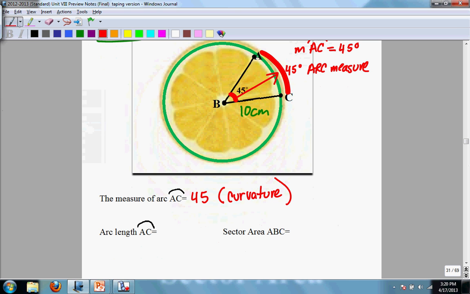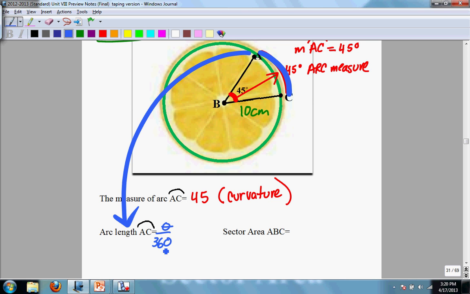Now, arc length, I'm going to change it to blue, arc length is a fraction of the whole circumference. So for arc length, it equals fraction, which is theta over 360, part over whole, times circumference, which is d pi. That's your equation. It's a fraction of circumference. So here, our theta is going to be 45 over 360 times, trace out that diameter.